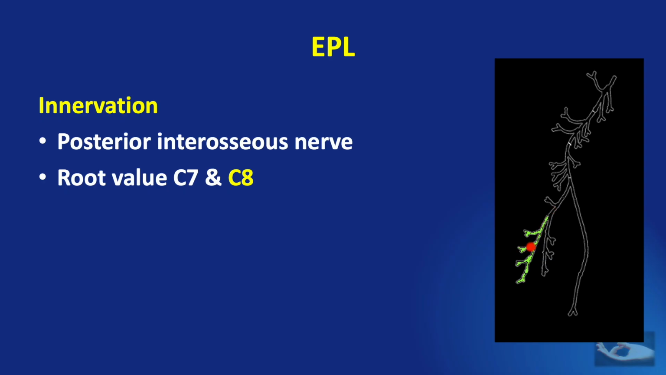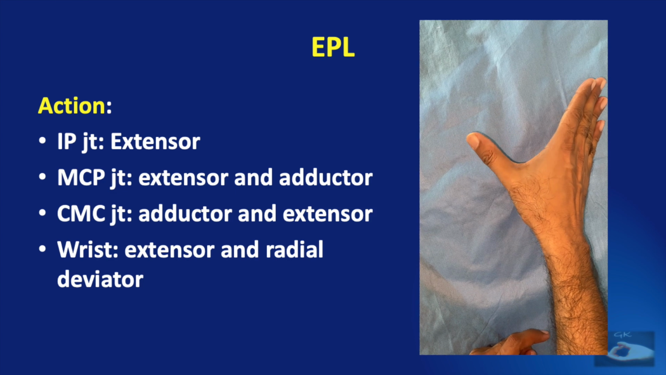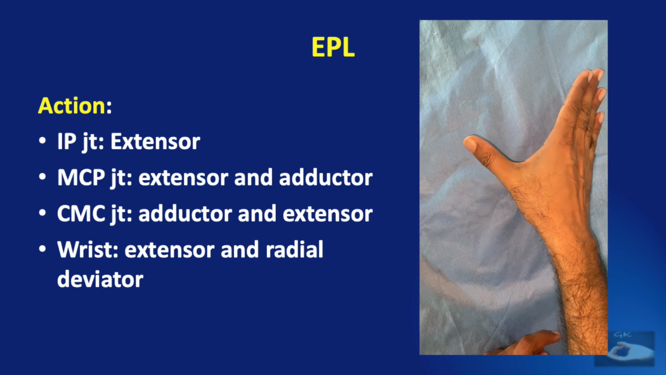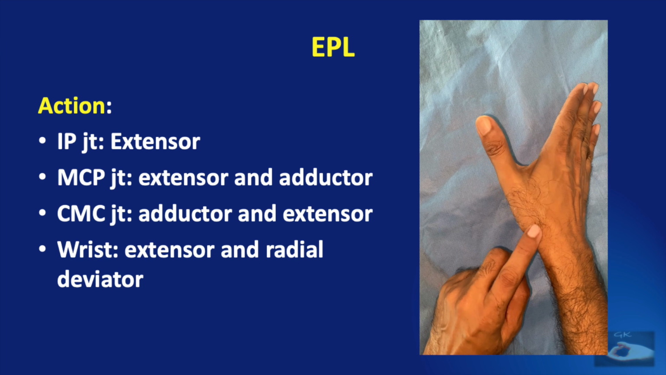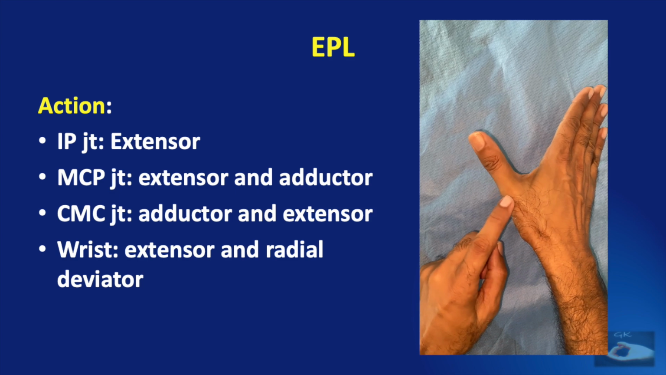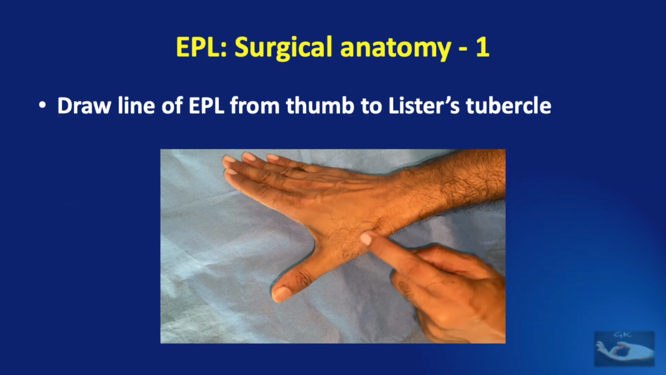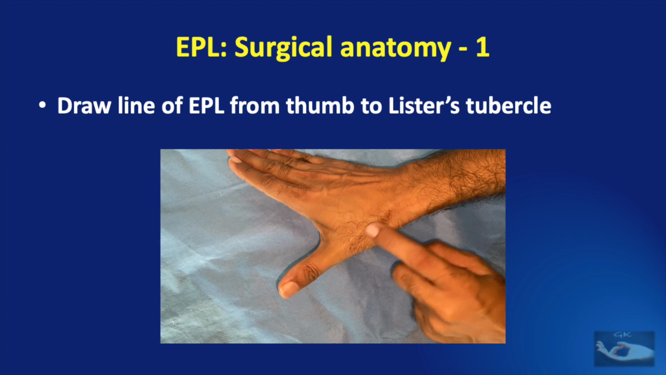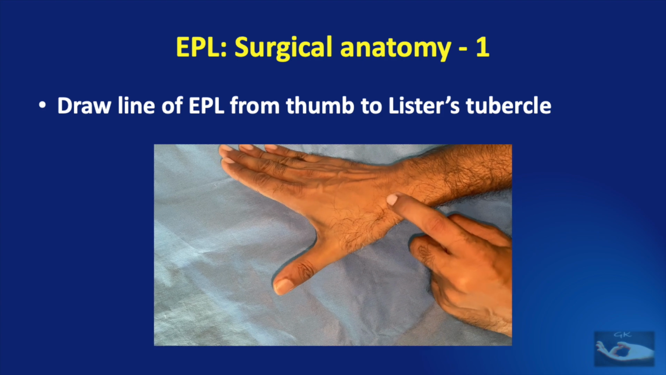It is again innervated by a branch from the posterior interosseous nerve with the root value of C7 and C8, but here C8 predominates. The extensor pollicis longus acts primarily as an extensor of the interphalangeal joint of the thumb. At the level of the metacarpophalangeal joint, it is also an extensor and adductor, and at the level of the CMC joint, it is an adductor and extensor, and at the level of the wrist, it is an extensor and radial deviator. So if we draw a line from the radial side of the metacarpophalangeal joint of the thumb to the Lister's tubercle, we get the approximate position of the extensor pollicis longus.